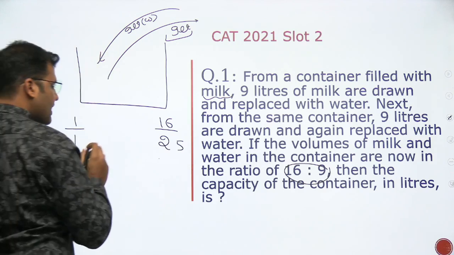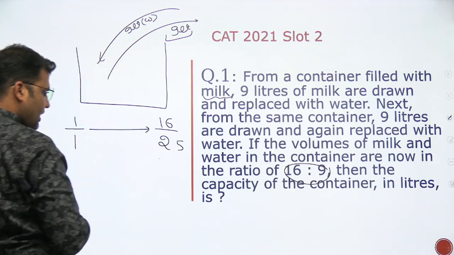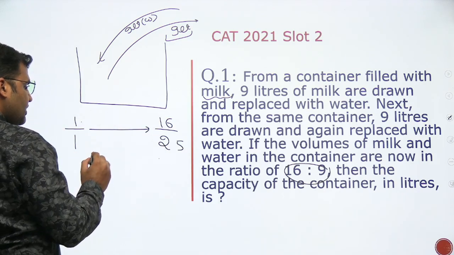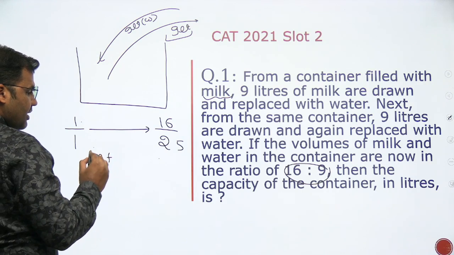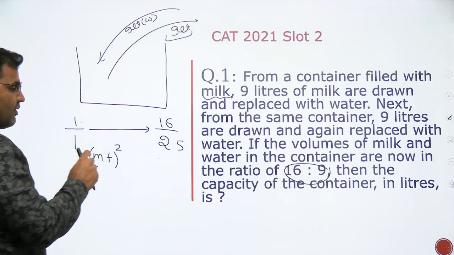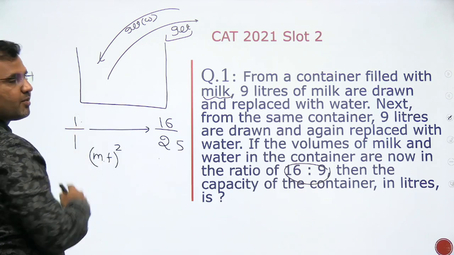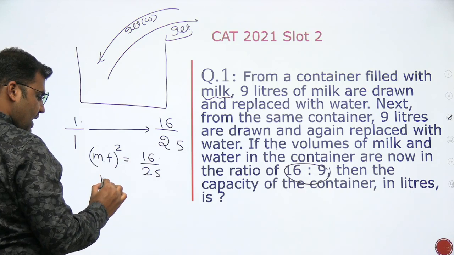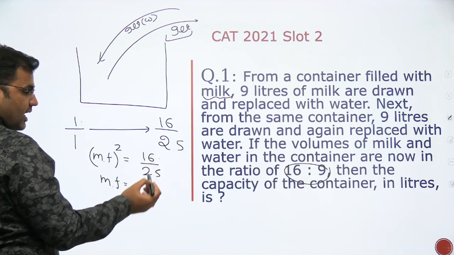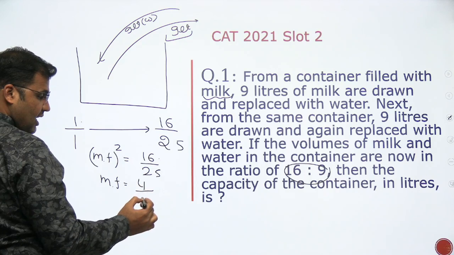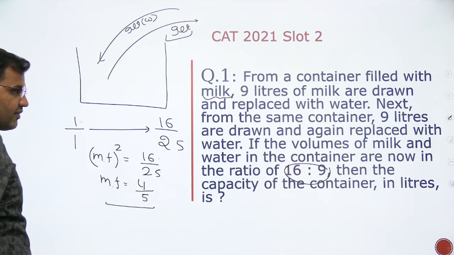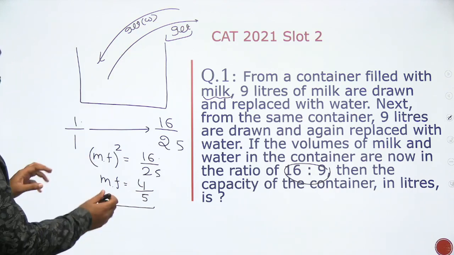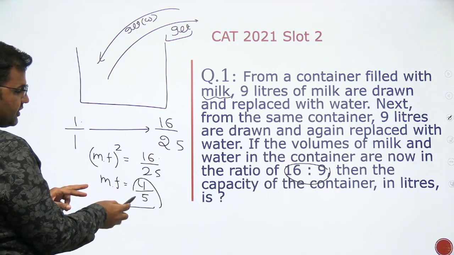So ye operation humne do bar kiya. So you see that do bar karne se 1 out of 1 ka solution is becoming 16/25. That means jo decrement laga, us decrement ka multiplying factor do bar. Why raised to power 2? Because you are doing this operation for 2 times. Is equal to 16 out of 25. So ek bar removal and replacement karne se, right, aapka jo multiplying factor aayega, that would be 4/5. So 9 liter aapne solution ko remove kiya and the multiplying factor is equal to 4/5.